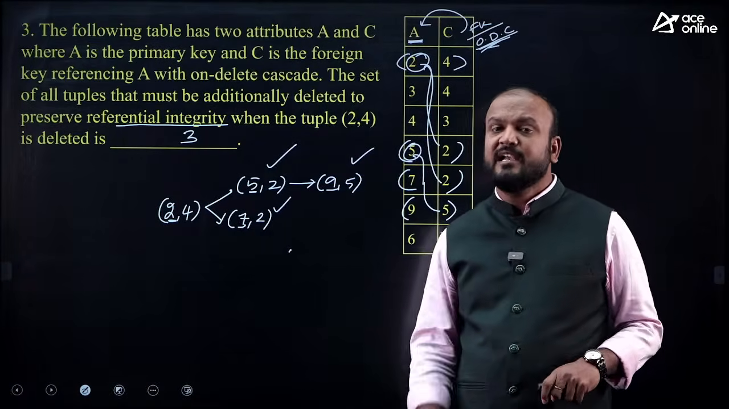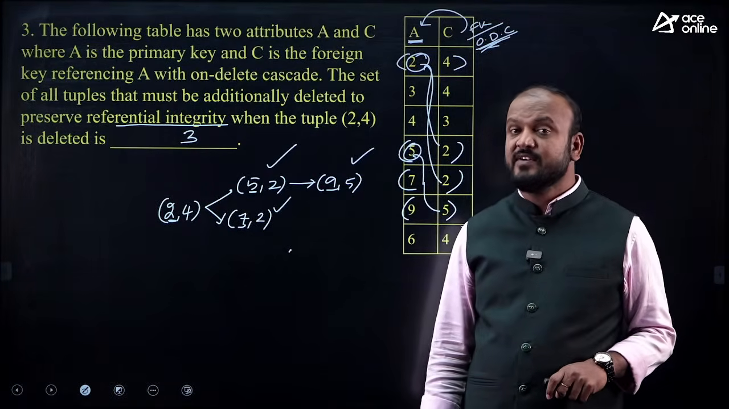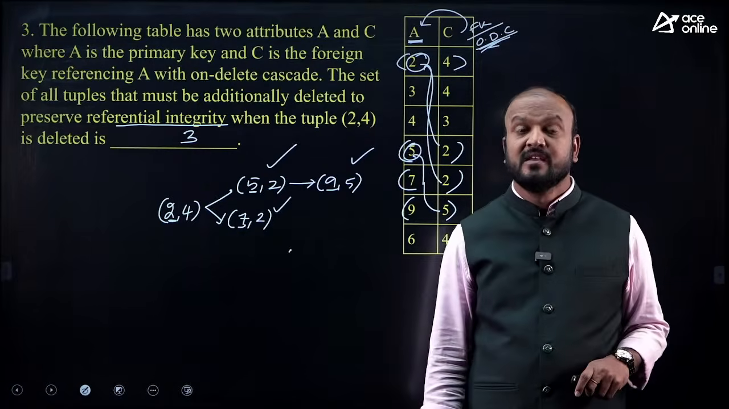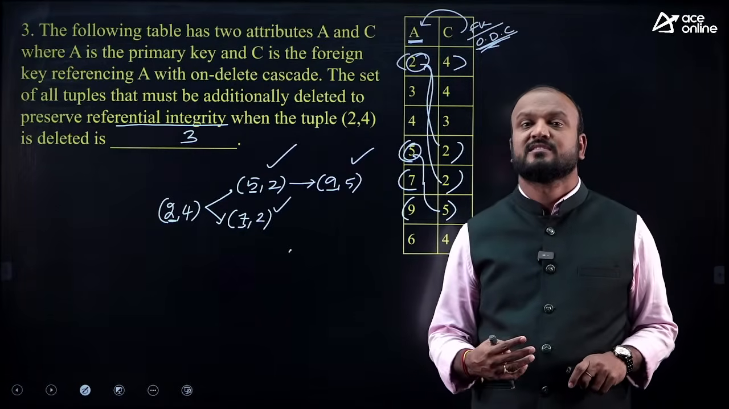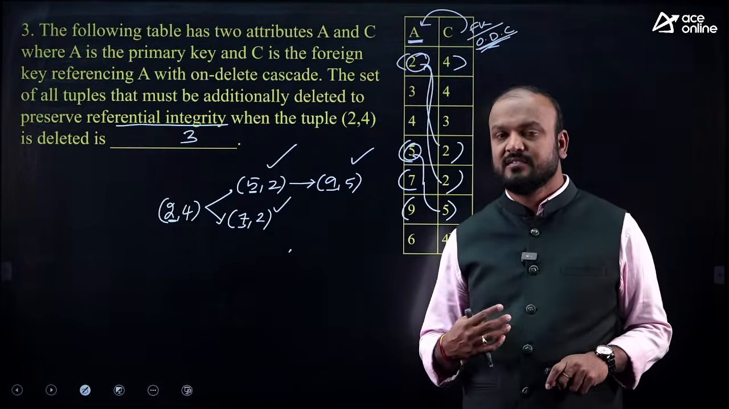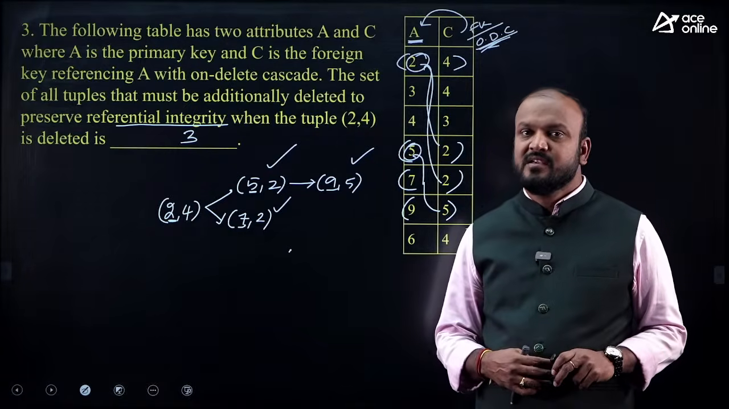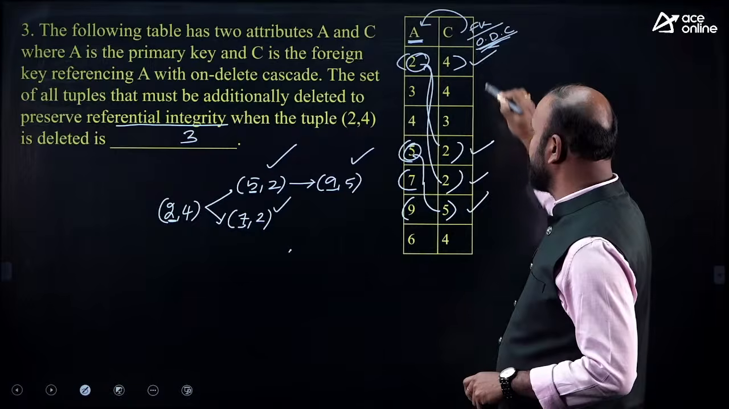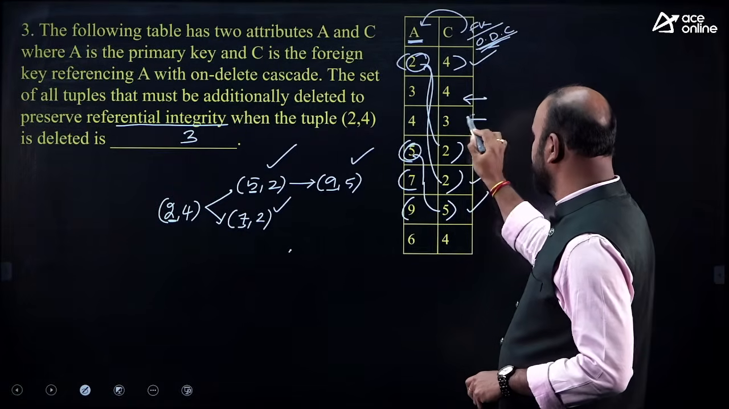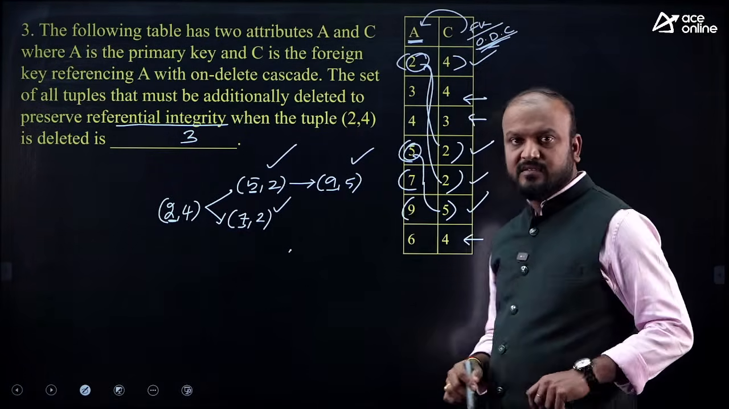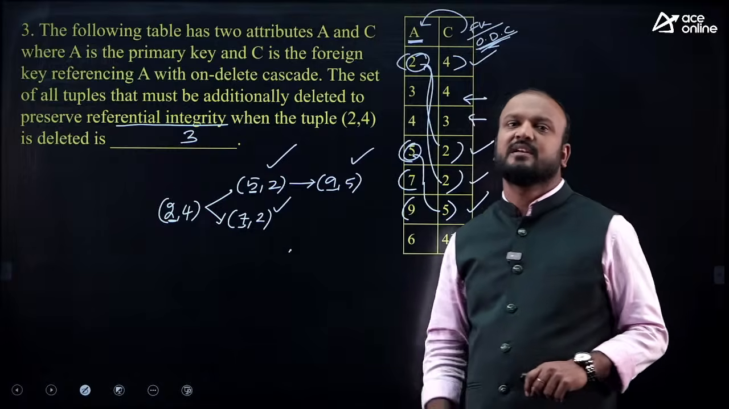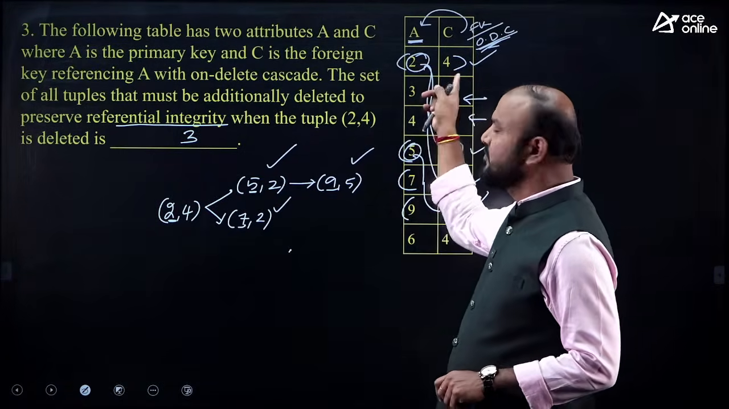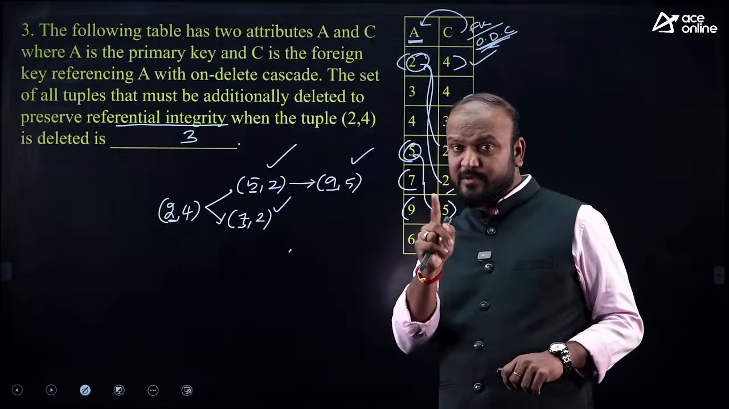So this question might be asked the other way also. Instead of asking how many additional records are to be deleted, what will be the number of records after the deletion is completed? These 4 are deleted, and the number of records remaining are 1, 2 and 3. Those are the number of records after the deletion is completed. So it might ask a question, if 2, 4 is deleted. Are you getting my point?